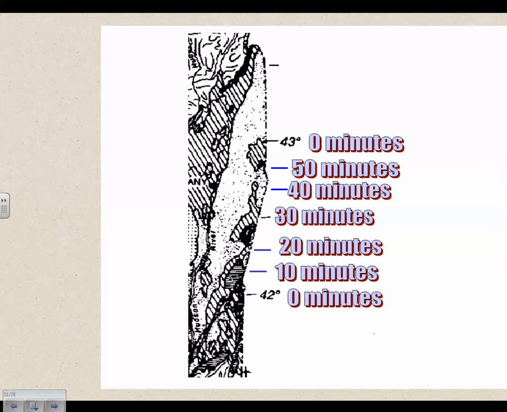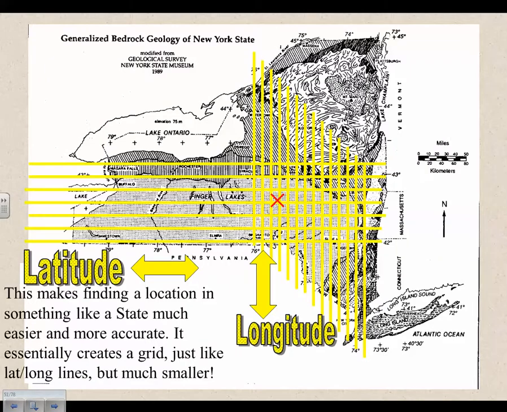You could even get more precise than that. All right, in fact, we're going to be getting down to about 5 minutes level of precision by the time we're done with all this stuff. This makes finding a location in something like a state much easier and more accurate. It creates a grid just like latitude and longitude lines, but a much smaller grid. And you can see how there's an X here, and that X you could actually locate because you have these zoomed in grids of latitude and longitude.